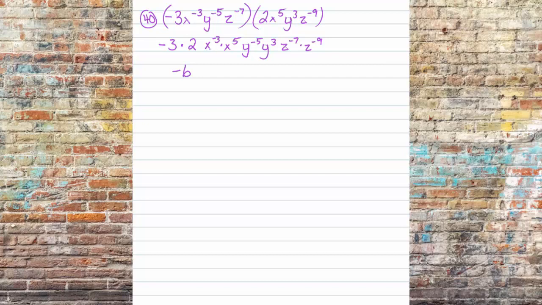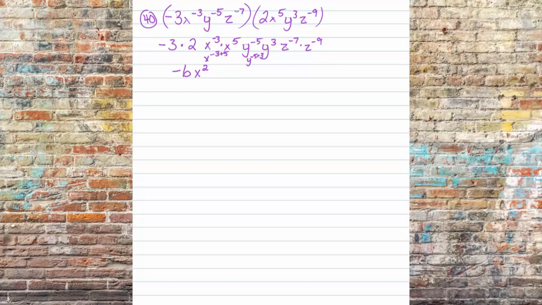So negative 3 times 2 is negative 6. X to the negative third times x to the fifth. That's the same thing as saying x to the negative 3 plus 5. Well, negative 3 plus 5 is 2, so we simplify down to x squared.